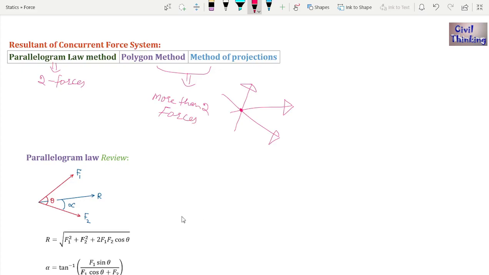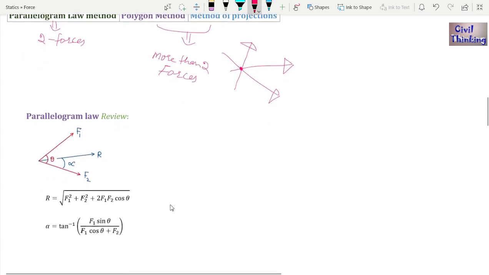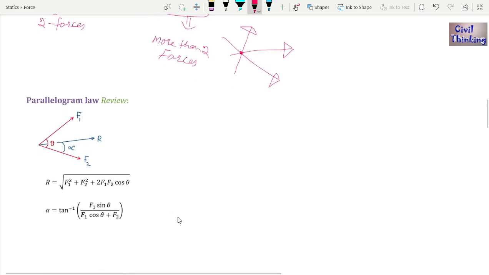All right. Now what is the parallelogram law method? You might have seen the parallelogram law. If you don't know about it, please watch my video lecture on parallelogram law, and I will explain it briefly here. If we have two concurrent forces, F1 and F2, making an angle theta with each other, then the resultant will be somewhere between them, okay? This is F1, this is F2, so the resultant will be here somewhere between them.